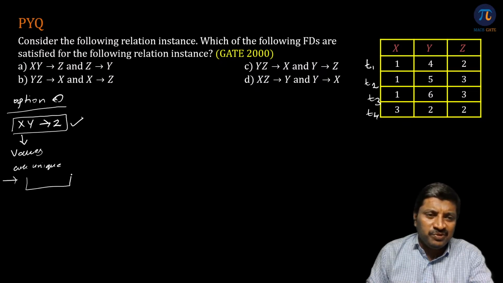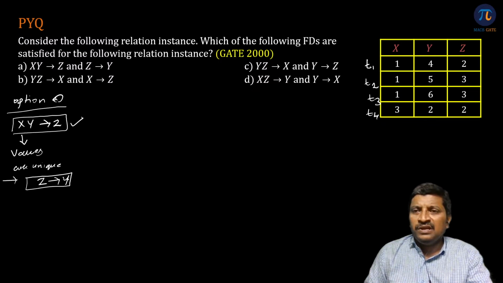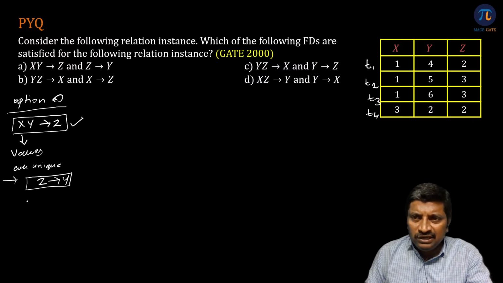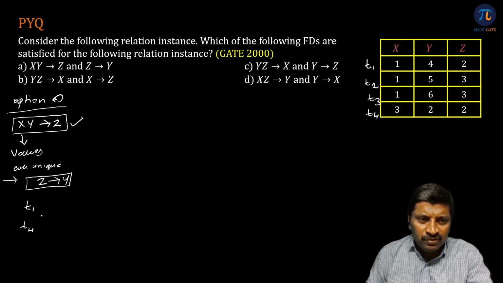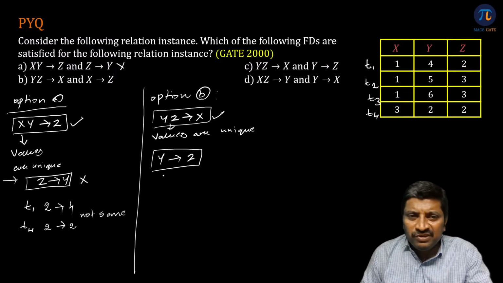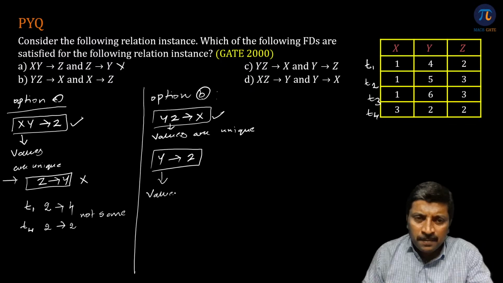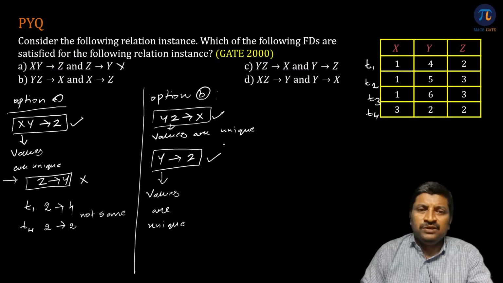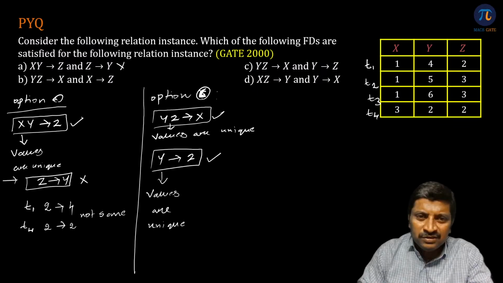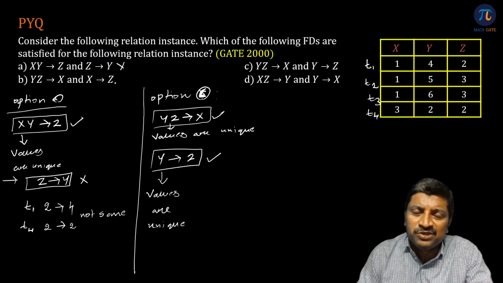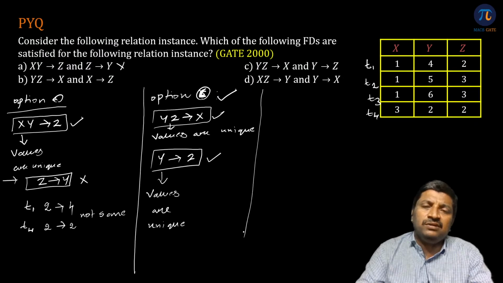What about the second functional dependency given in option A? Z goes to Y. What about Z? I think T1, T4. Both are having same value 2. What are the corresponding values of Y? Please verify, all the values are unique. When all the values are unique, it will be satisfied. But I think we verified option C, right? Yeah. So of course, we can verify the options B and D in the same manner. So in this case, you got the correct answer.